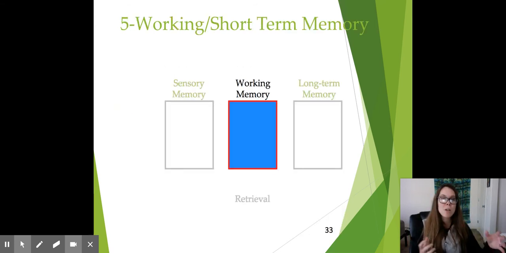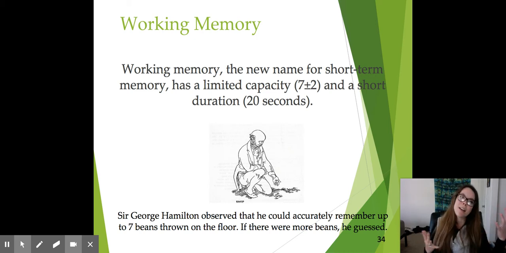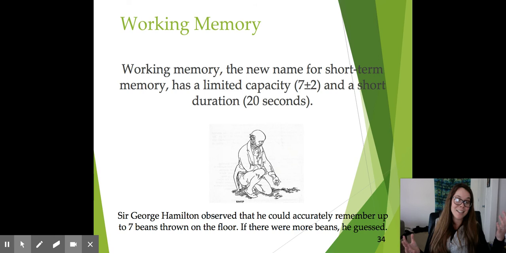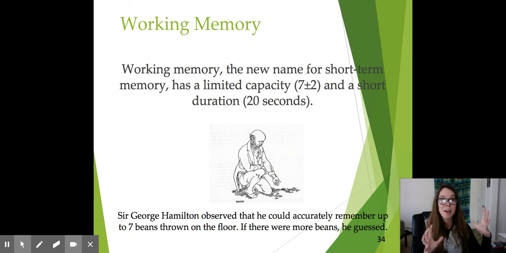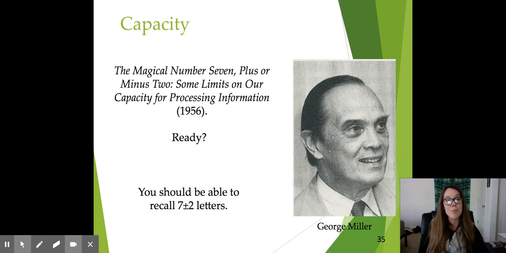And so when we talk about working memory, here are a few things to know. Working memory, the new name for short-term memory, has a limited capacity. You can be studying something and talking to your friend about it, but it doesn't mean that it's long-term, because you're currently working on it. A little blurb: Sir William Hamilton observed that he could accurately remember up to 7 beans thrown on the floor. If there were more beans, he guessed. So they came up with either 5 to 9 random things we can hold in our working memory. Our working memory is not long-term. It's not meant to hold things for a long period of time.